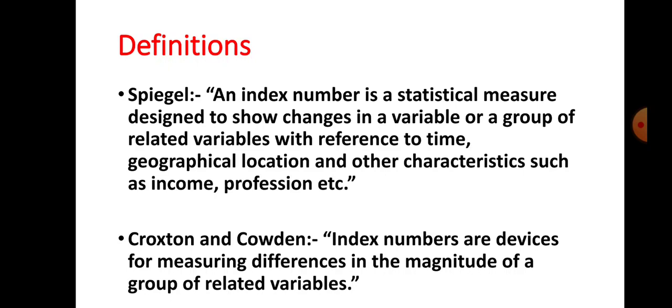Now let us see what Croxton and Cowden say about the index number. Index numbers are devices for measuring differences in the magnitude of a group of related variables. So index number is that statistical device which measures the differences in the magnitude of a group of related variables. So which variable is greater in the group, that will be found out by the index number.